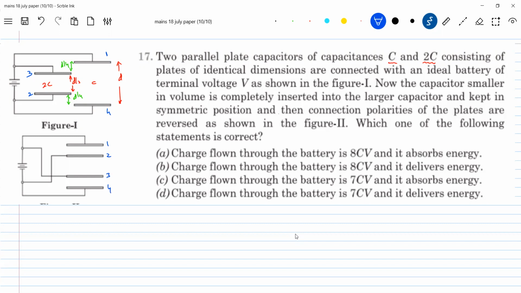What charge has flown through the battery? This was the question that is asked here. So initially we'll calculate charge. What was the initial charge in the capacitors? Here the charge, you can take it as some Q1, or QA, QB, anything. So here the charge, let it be QA, and here QB.